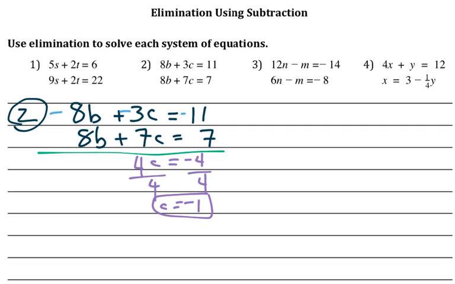Then I have to plug that back in. I'll plug it into the original equation. 8b plus 3 times -1 equals 11. 8b minus 3 equals 11. And then we just solve this.